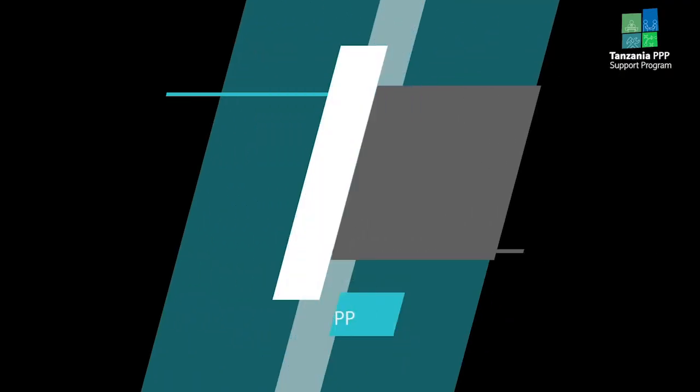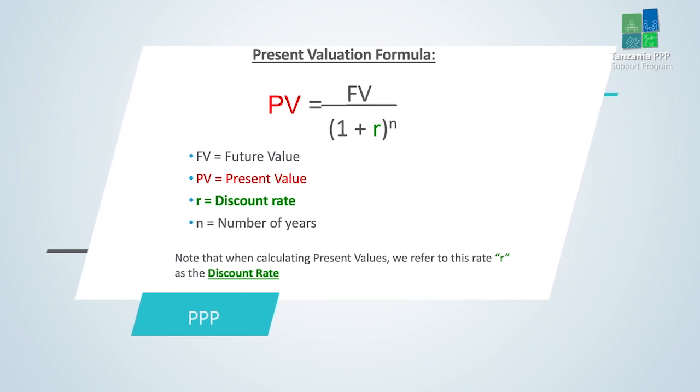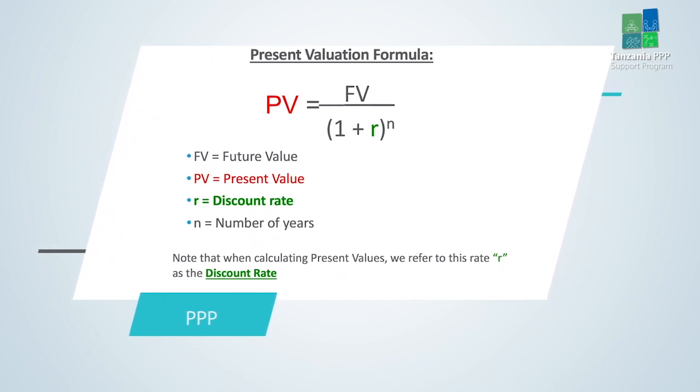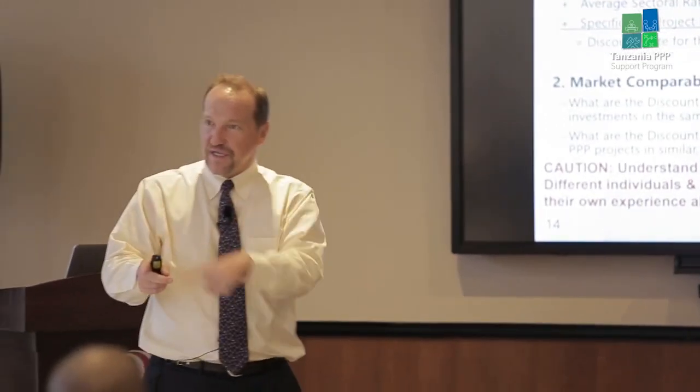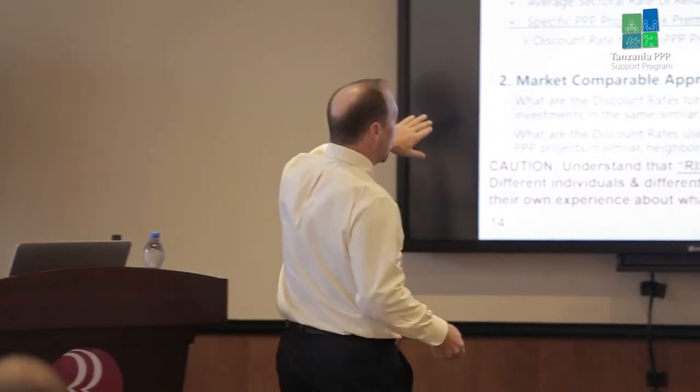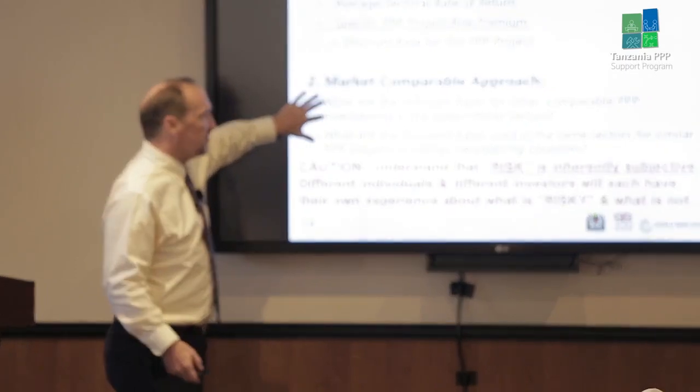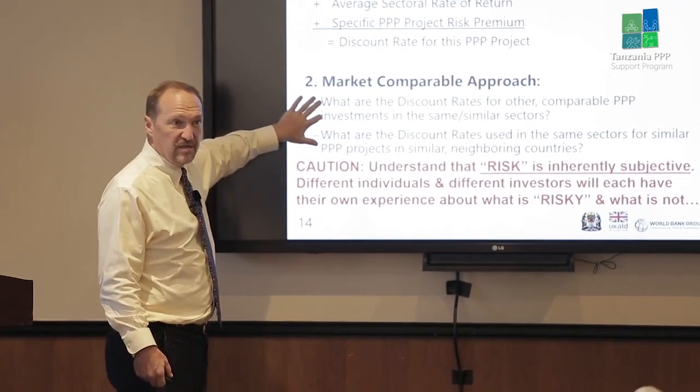In practice, almost no investor does that. Very few investors will value risks that way. That's sort of how we understand it. In practice, what we will oftentimes use is what we call market comparable approaches. An investor will say, I think that this project that you're asking me to bid on or consider is more risky than this group of investments that I'm used to, and less risky than this group, so I'm going to use a discount rate somewhere in the middle. I'm going to compare it. So it's answering the question, what are the discount rates for other comparable investments in the same or similar sectors?